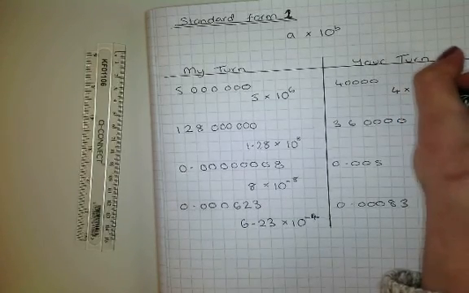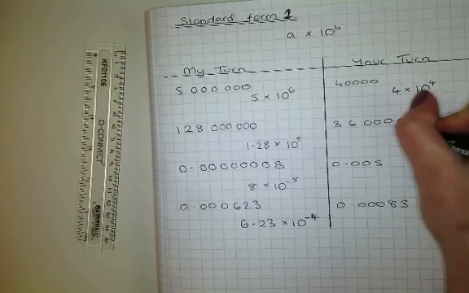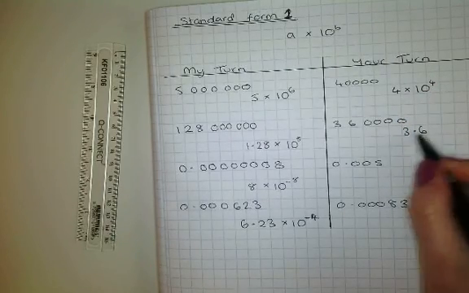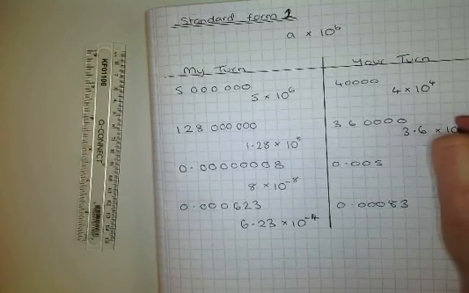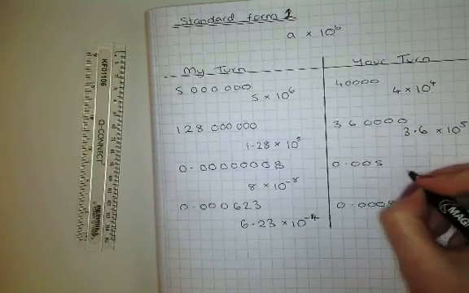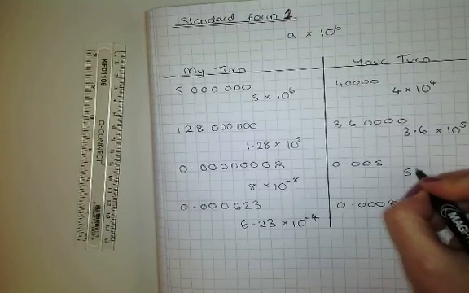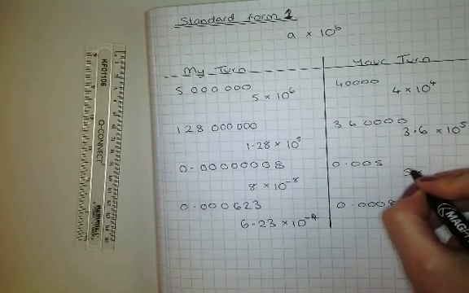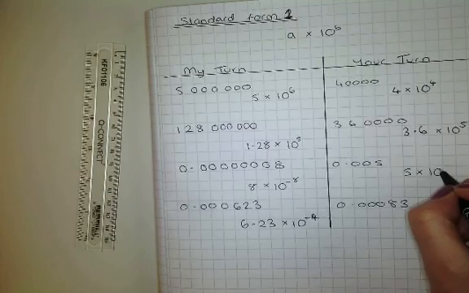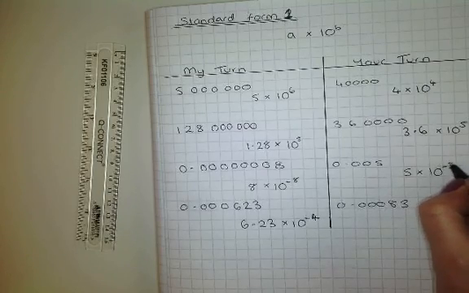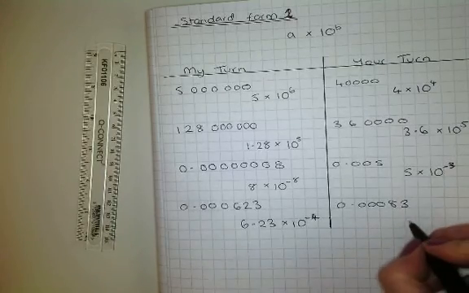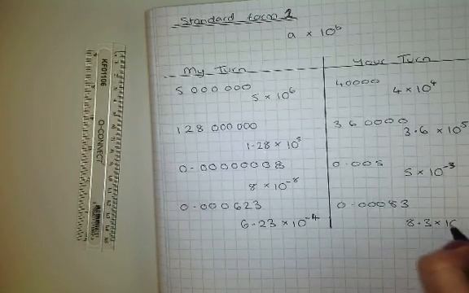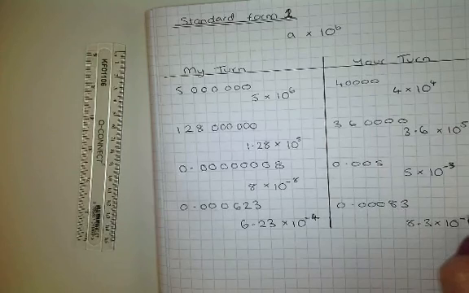So it's 4 times 10 to the power of 4. This one is 3.6 because this number has to be between 1 and 10. Times by 10 to the power of 5. Next one, 5 has to be 1 or greater, this number. So 5 times 10 to the power of minus 3. So remember, if we've got really small numbers, it's going to be a negative power. And the last one, 8.3 times 10 to the power of negative 4.